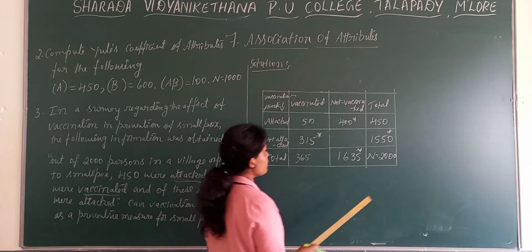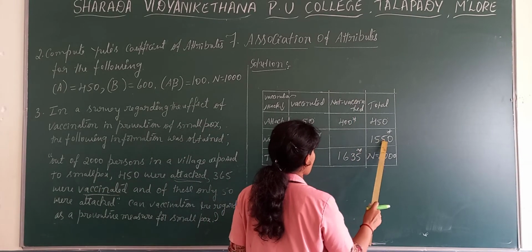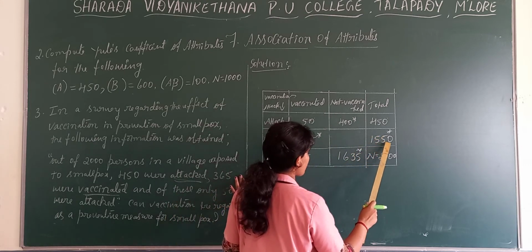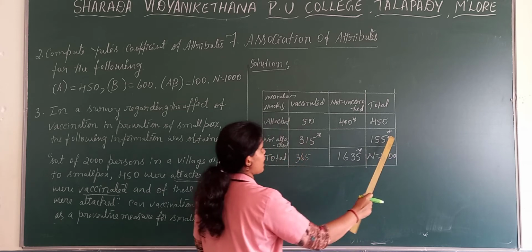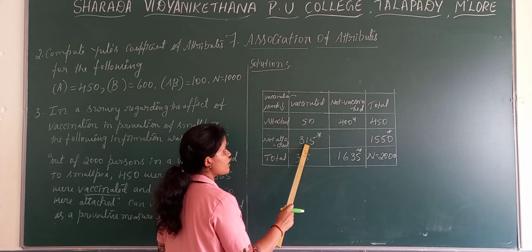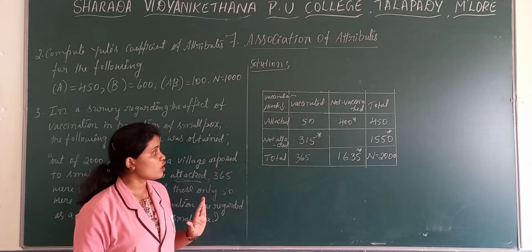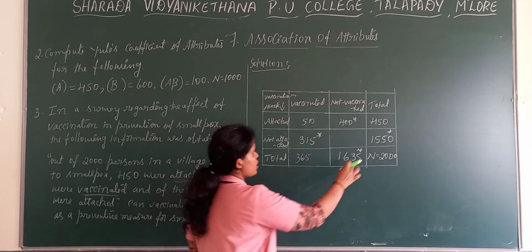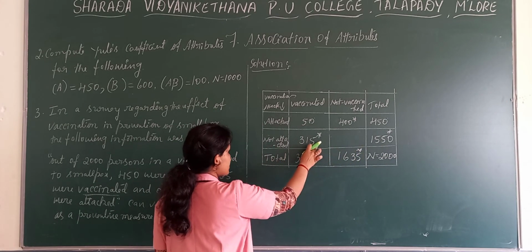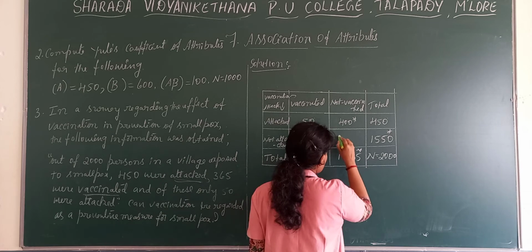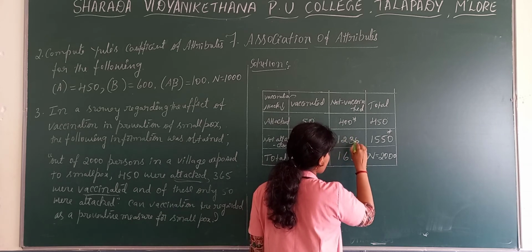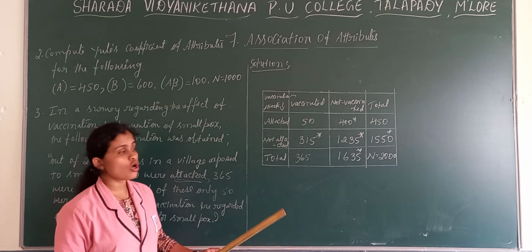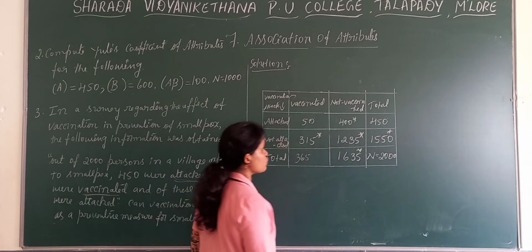Then the last one, we can see in this way or else this format. If 1550 were not attacked, out of that 350 were vaccinated, how many were not vaccinated? There 1550 minus 350, we get 1200. Not attacked also, not vaccinated also.